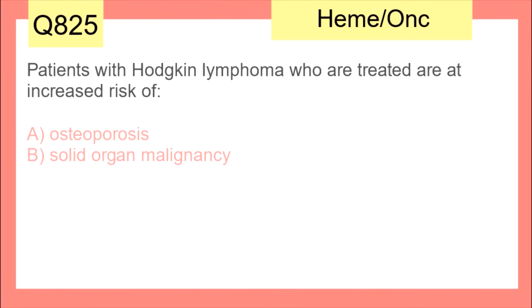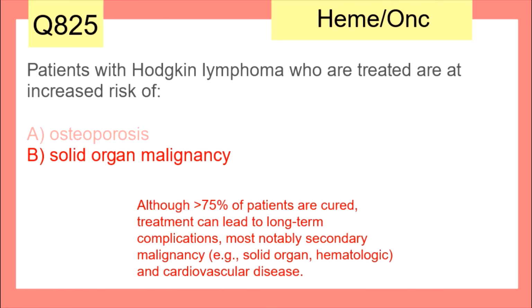825, patients with Hodgkin lymphoma who are treated are at increased risk for, as we mentioned, solid organ malignancies. Although more than 75% of these patients are cured of the Hodgkin lymphoma, after treatment they can get long-term complications: secondary malignancies, solid organ malignancies, and cardiovascular disease, as we mentioned.